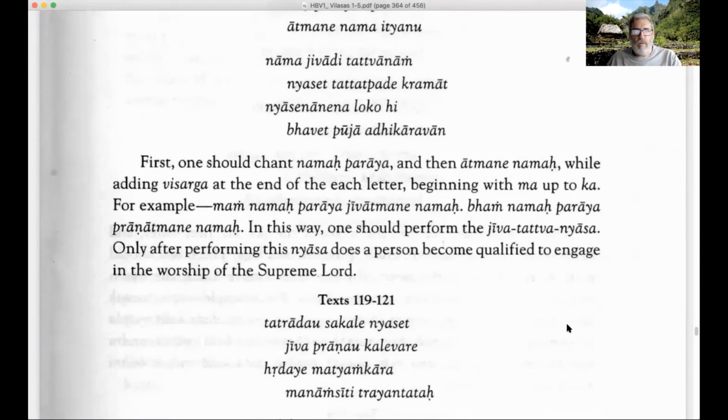So first, one should chant Namaha Paraya, then Atmane Paraya, Namaha. And while adding Visarga, remember Visarga is that H with the dot under it, at the end of each letter, beginning with Ma up to Ka. Okay, so Ma to Ka in the Sanskrit alphabet, the letter Ma represents the Jivatman, and the letter Ka is the first consonant in the series of consonants in the Sanskrit alphabet. So if we go from Ma to Ka, it's actually a reverse alphabetical order.